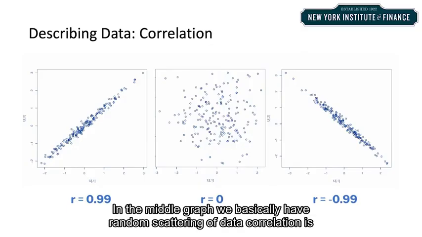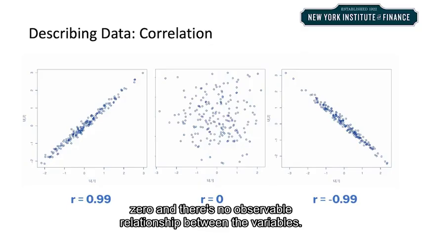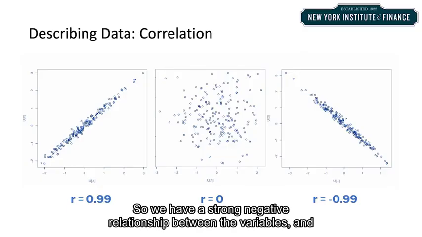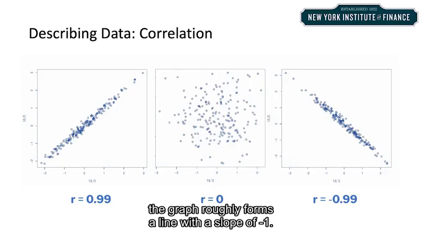In the middle graph, we basically have a random scattering of data, correlation is 0, and there's no observable relationship between the variables. In the graph on the right, correlation is negative 0.99, so we have a strong negative relationship between the variables, and the graph roughly forms a line with a slope of negative 1.